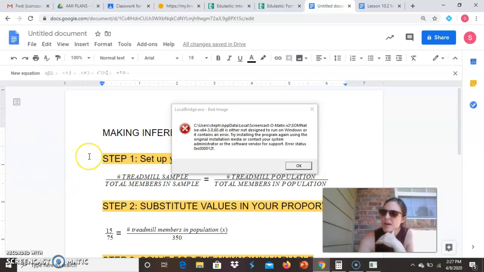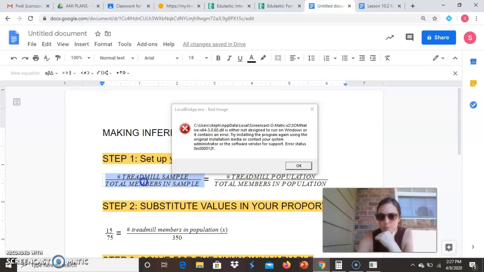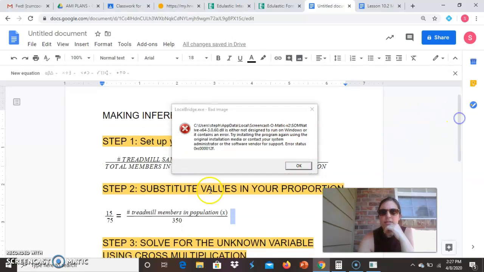Here's where we can compare our ratio that we're given from the sample. So here again, we're asked to compare the number of treadmill users in our sample compared to the total members in our sample. And we're going to use that ratio to figure out how many treadmill members would prefer then out of the whole population, or the total number of members. So step number 2, substitute values in your proportion.